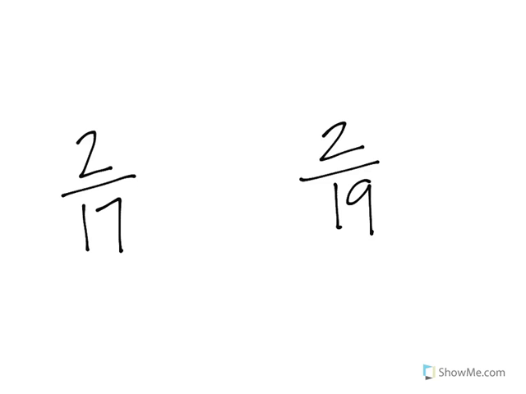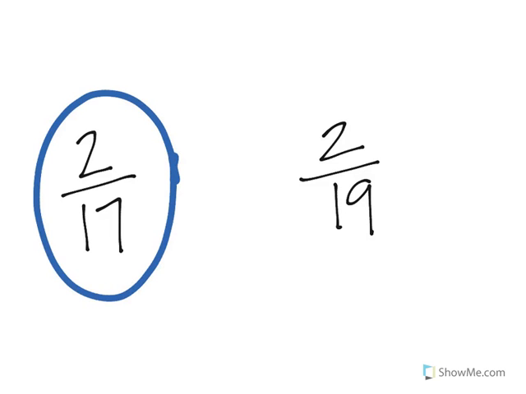And so if I have the same number of pieces, so I've got 2 of those larger pieces, 2/17, and then I have 2/19, 2 smaller pieces, the 2 larger 17ths pieces are going to be bigger. So 2/17 is bigger than 2/19.